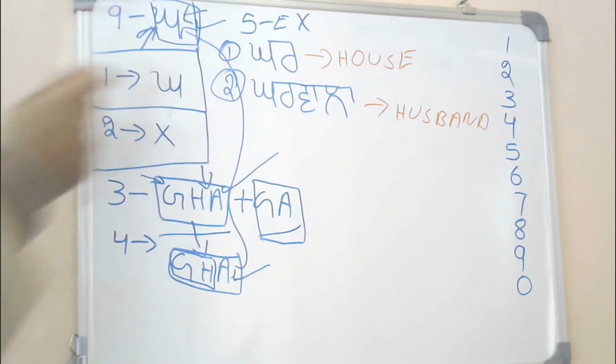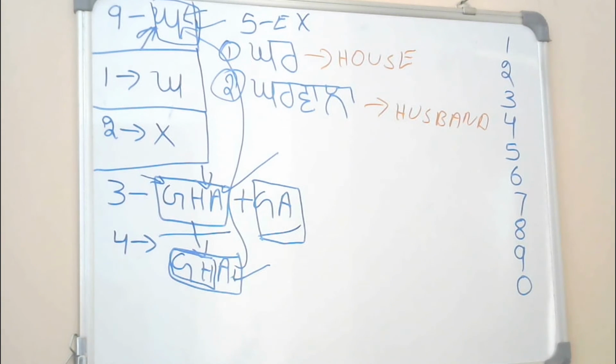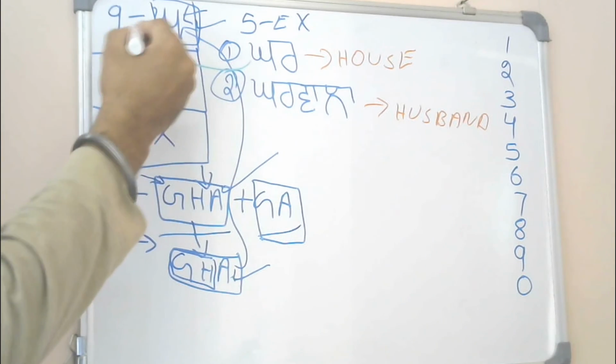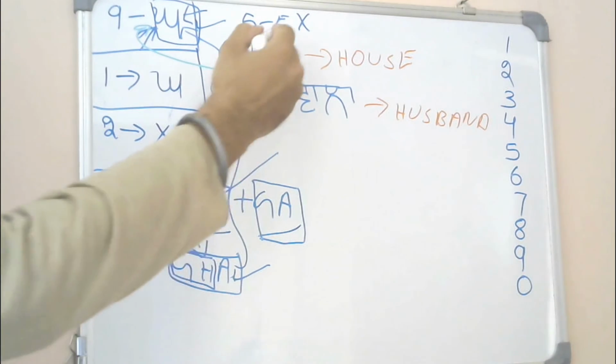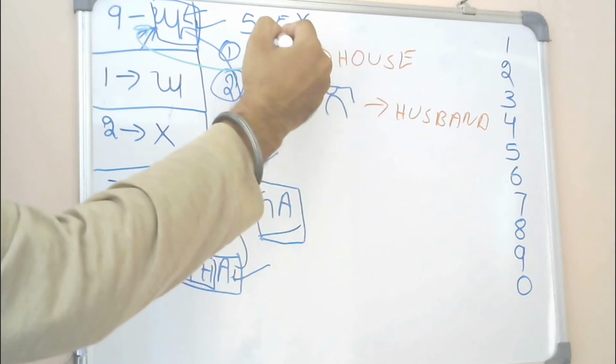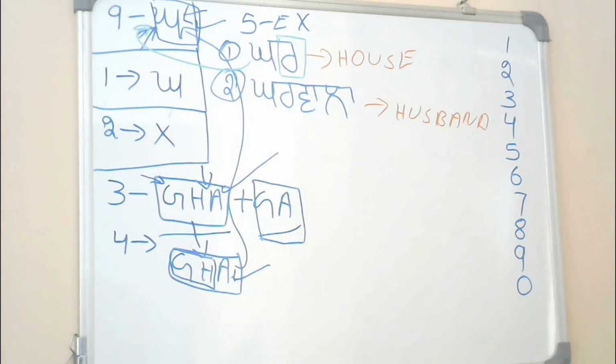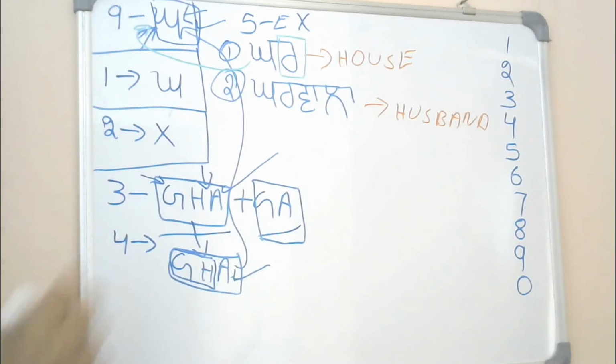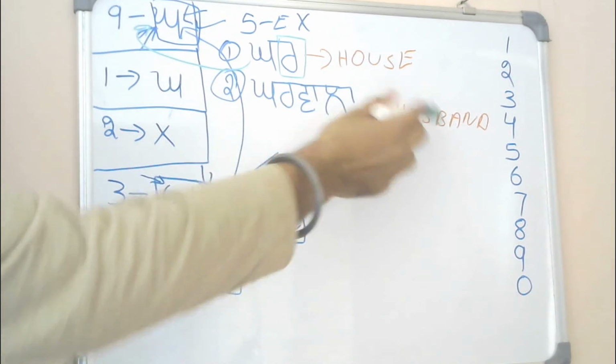This first word is pronounced as kar, means house. This is the letter that we are talking about. And this is the second letter that we come across in the other lectures. The second example is kar wala, means a husband.